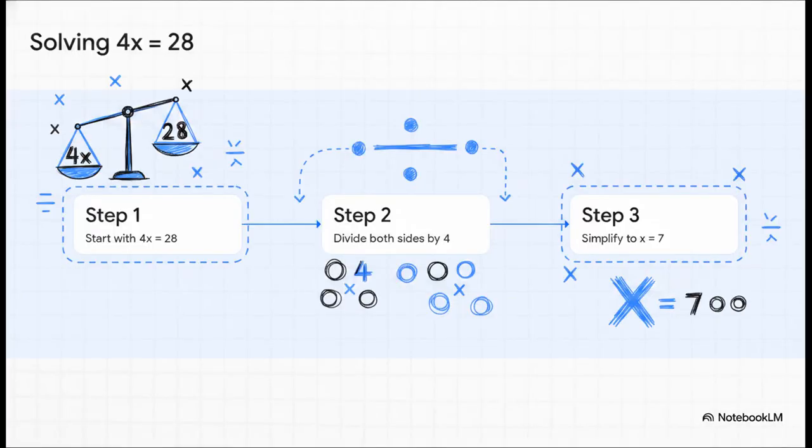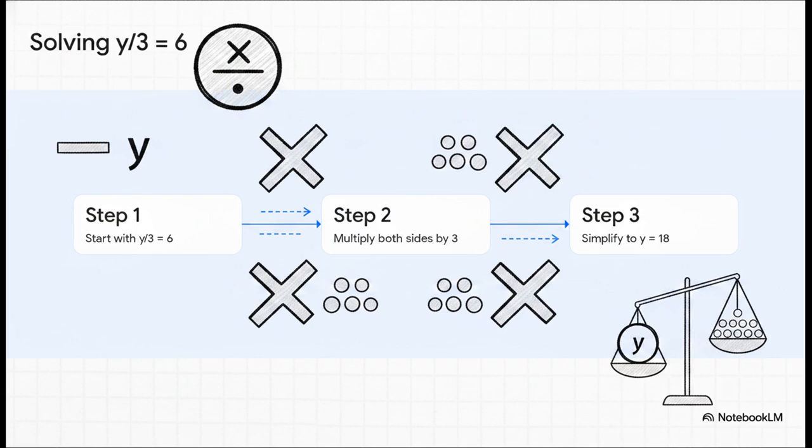Let's see how this actually builds mathematically. In step 1, we start with our equation, 4x equals 28. Now, to isolate our variable, we apply that inverse operation to both sides. So, 4x divided by 4 equals 28 divided by 4. Then, x equals 7. See how we preserved equality there? We did the exact same division on both the left and the right sides, so the balance is perfectly maintained.